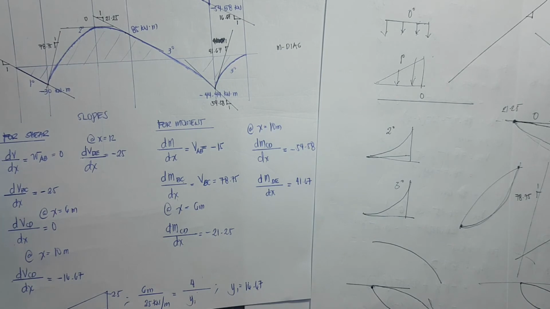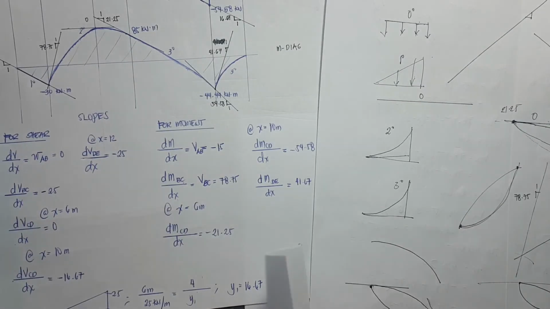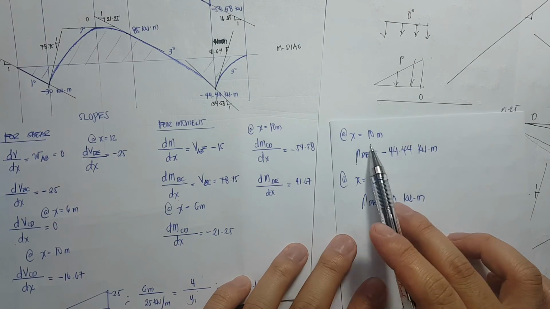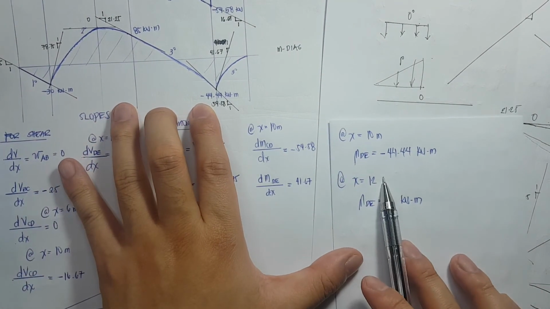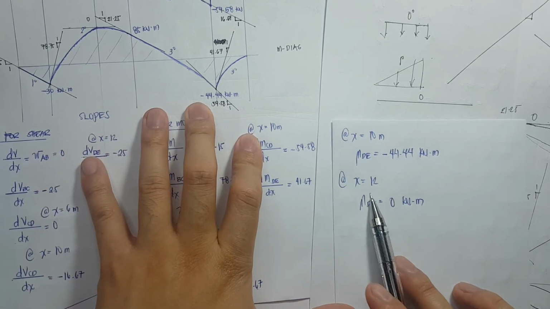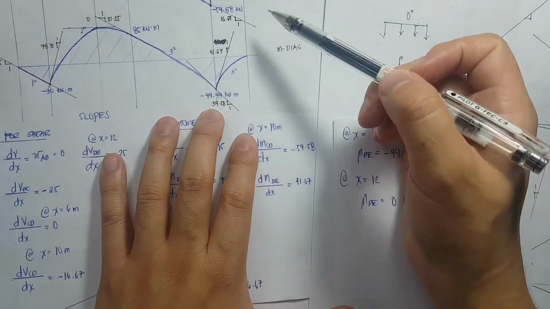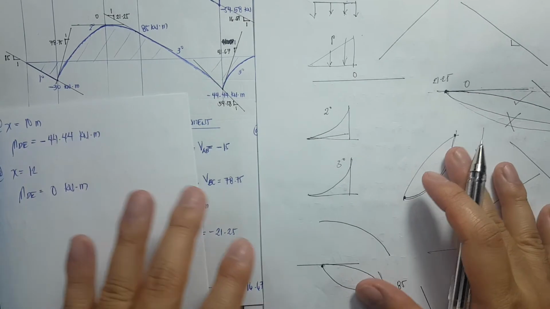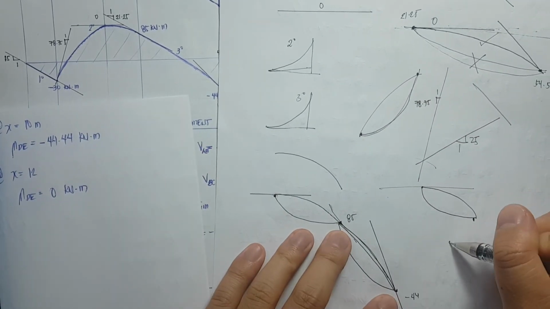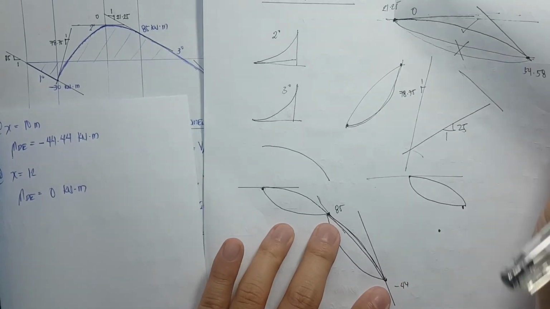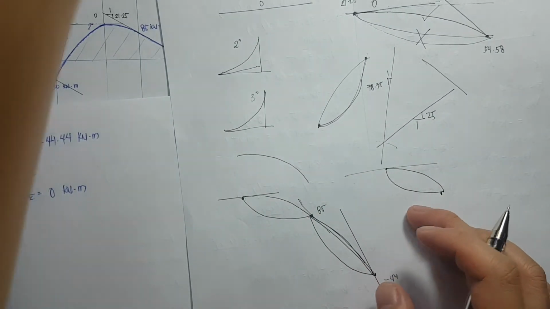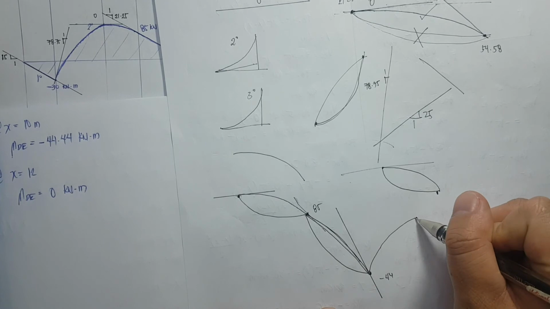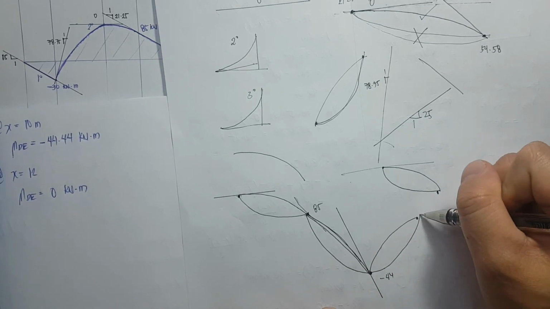Now, for segment DE, here. The moment at DE at 10 meters, so tama, negative 44. Our equations are correct. Then, at 12 meters, it is 0. Now, the question is, this is your curve, and this is the 0. Is it going to be this way or is it going to be this way?